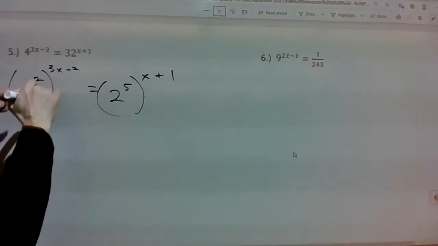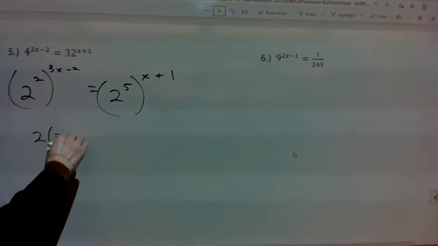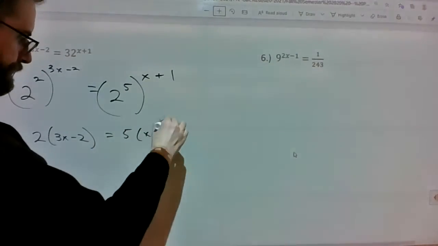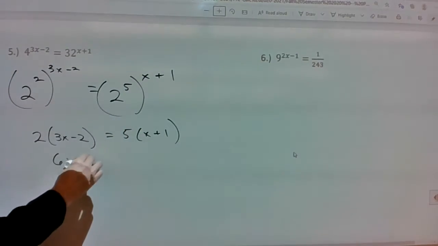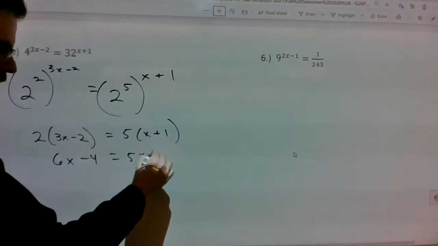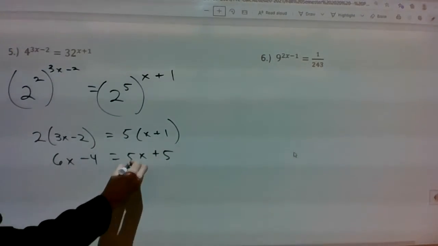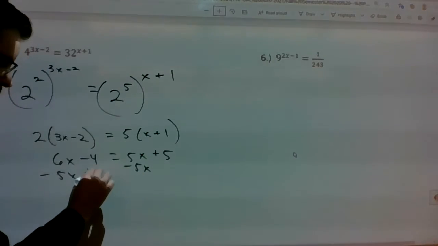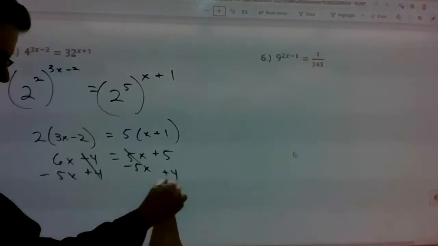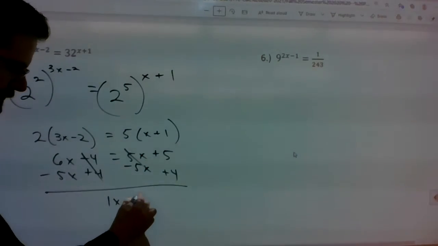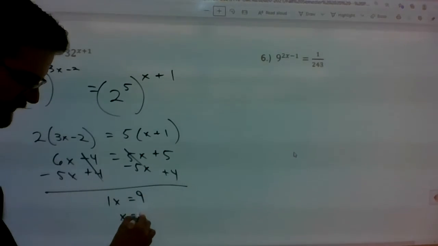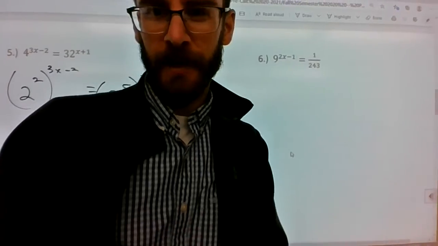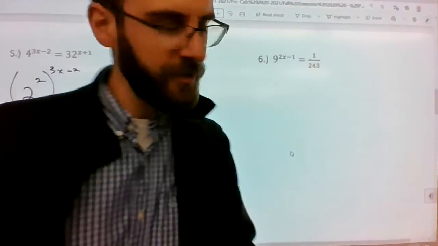This will just be 2 times 3x minus 2 equals 5 times x plus 1. Get rid of parentheses. Subtract the 5x. Add the 4. 1x is equal to 9, which is the same as just x equals 9. All right, yeah, nothing to it. But we are sticklers for details, aren't we?